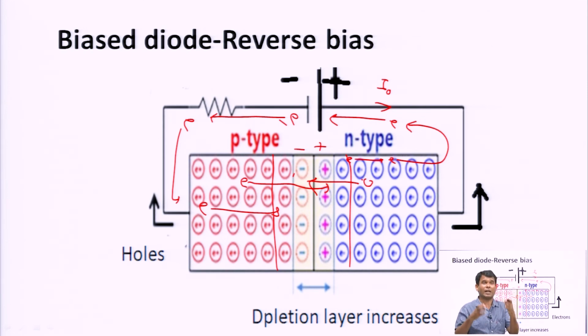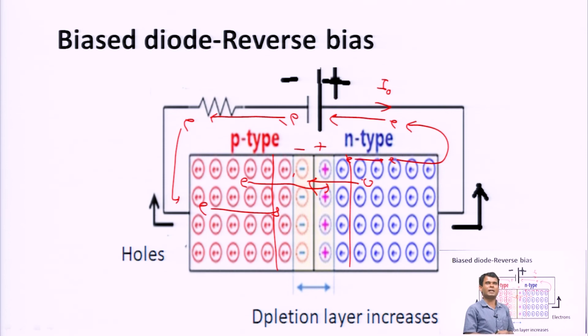If anyone asks you what is reverse saturation current, then you should answer that reverse saturation current is the current due to the conduction of thermally generated minority carriers in reverse bias, but it is before breakdown. After breakdown, the conduction will not take place due to thermally generated minority carriers. The conduction will happen in another way. I will discuss this phenomenon, the breakdown mechanism, in the topic of Zener diode.